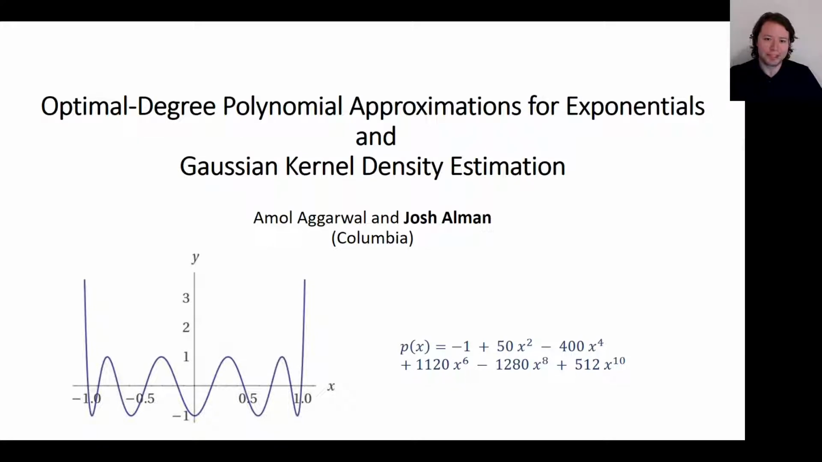Hi everyone, I'm Josh Alman, and today I'm going to tell you about optimal degree polynomial approximations for exponentials and Gaussian kernel density estimation. This is joint work with Amol Agarwal.